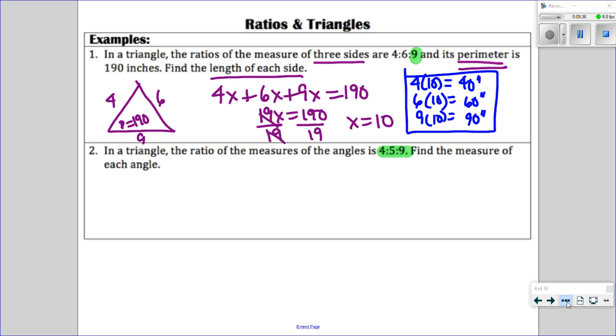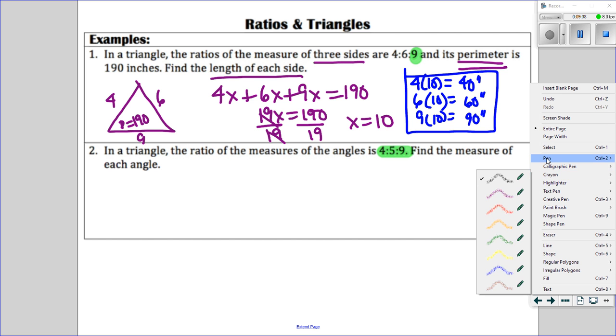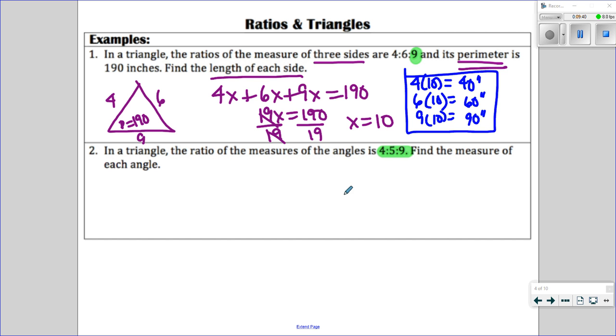All right, let's do the next one. It says in the triangle, the ratio of the measures of the angles is 4 to 5 to 9. Find the measure of each angle. So that's the last thing that we need to do.